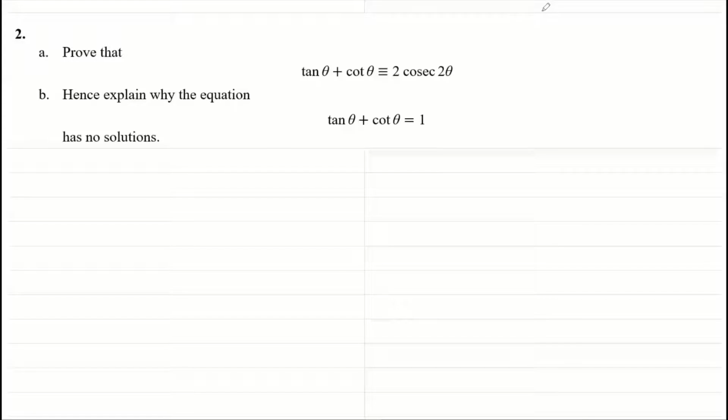So example 2 is exam content. And in this proof, which we have to do in part A, and then we'll follow up with an equation that we have to make some kind of informed explanation of, we've got a double angle identity, but it's something that we haven't seen before. We have cosec of 2 theta here. So let's just have a little discussion about what this is telling us.